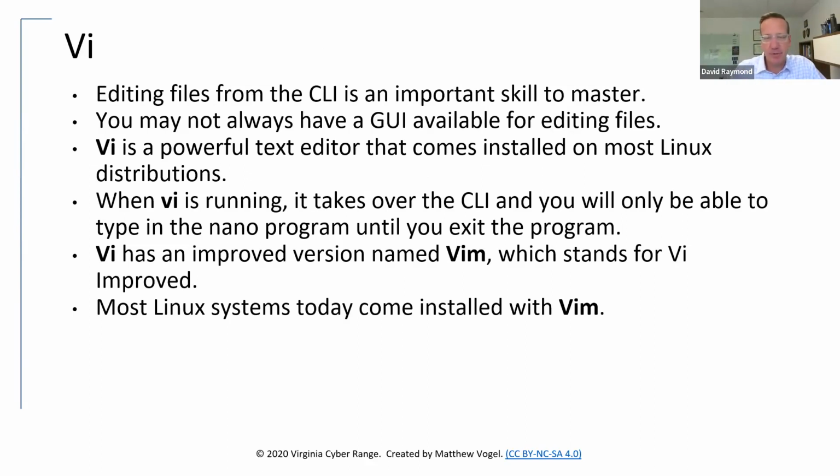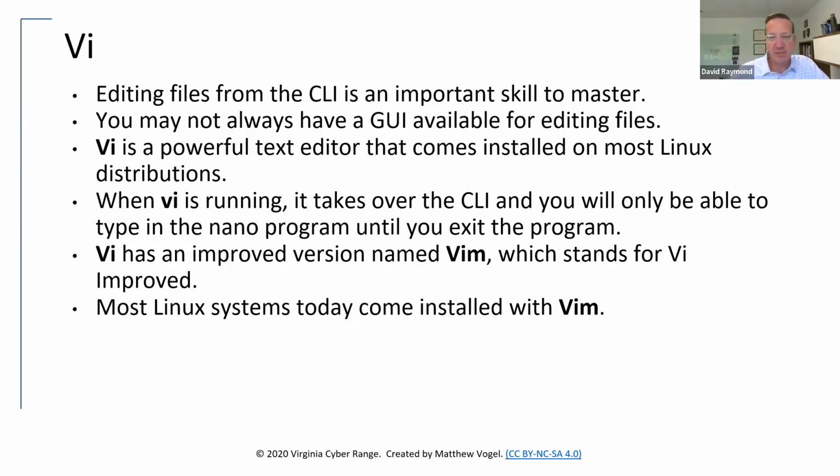Some of this echoes what we talked about last week, right? Editing files from the CLI is important. You might not always have a GUI available. VI is a very powerful text editor, and it comes installed out of the box on almost every Linux distro. Just like Nano, when VI is running, it takes over the command line interface, so you're only able to type in VI. VI has an improved version called Vim, which stands for VI improved.